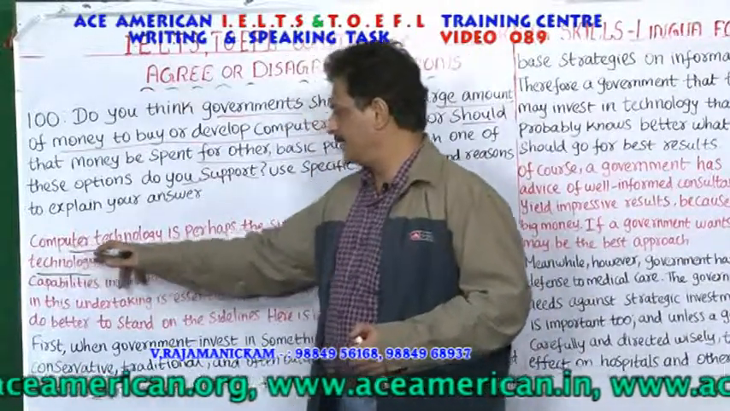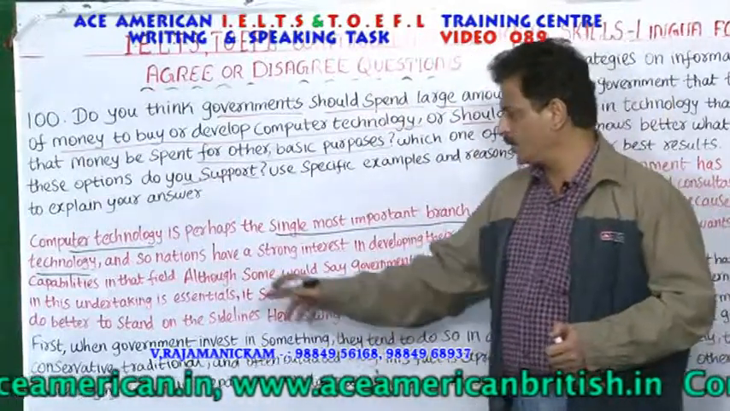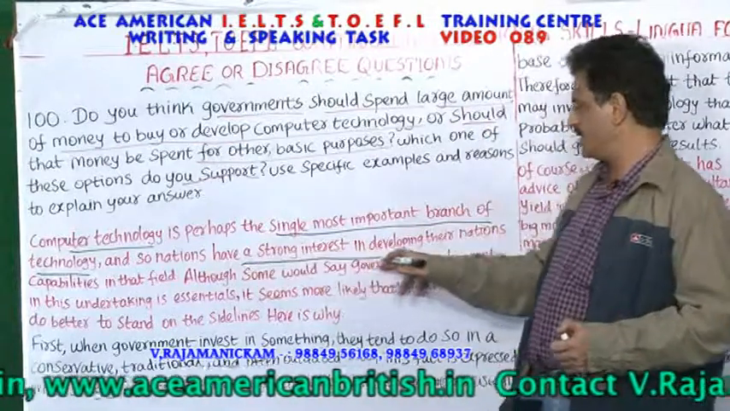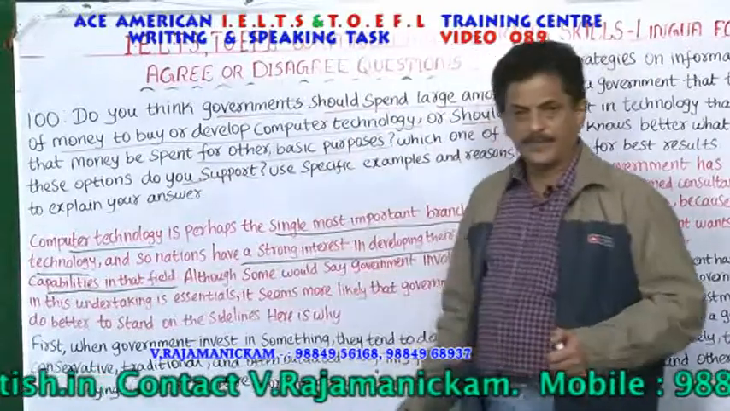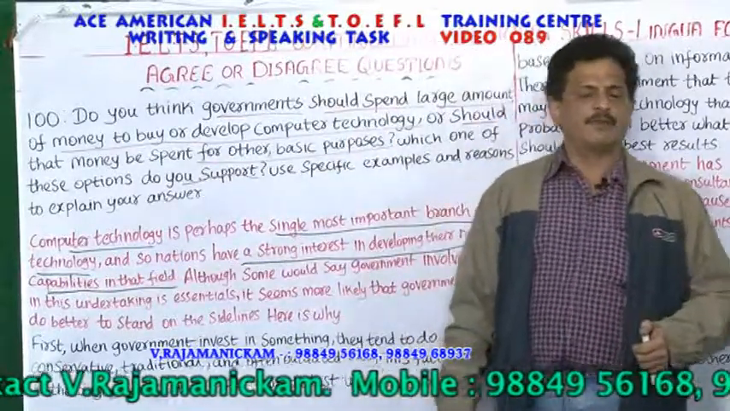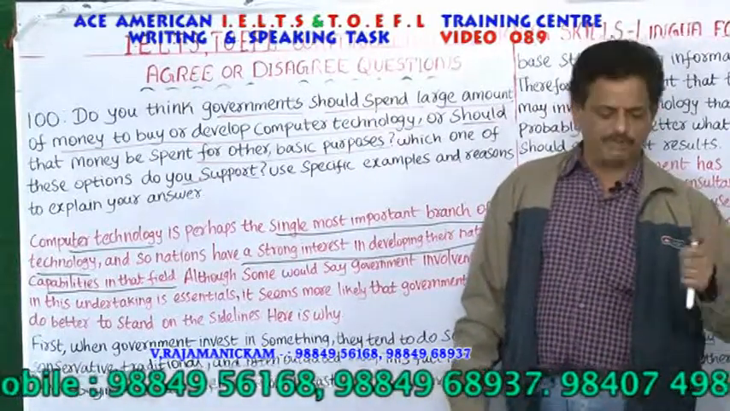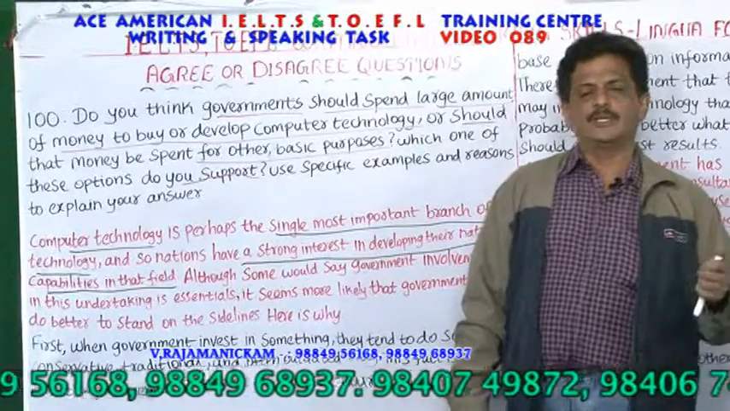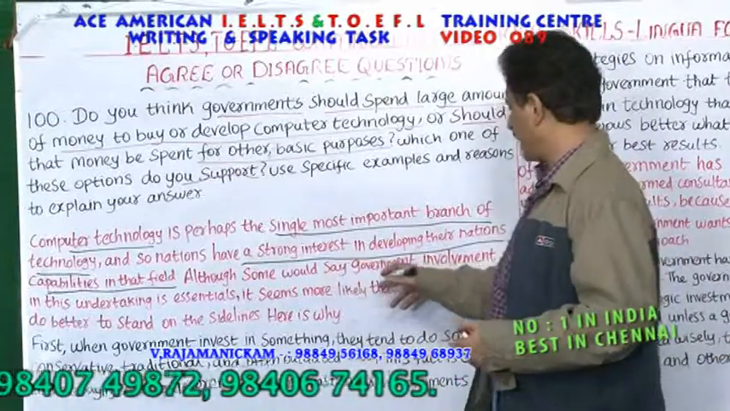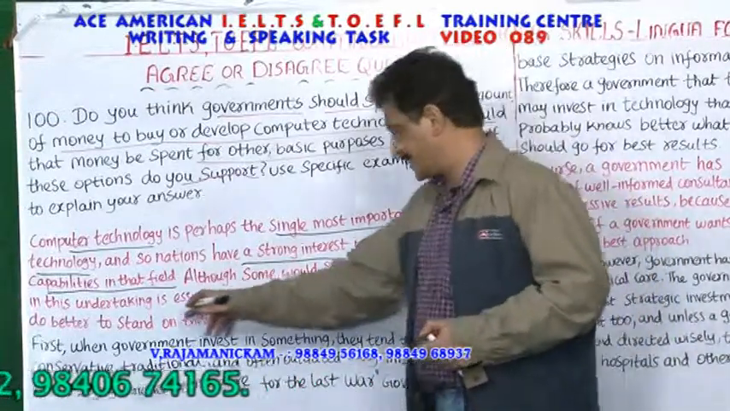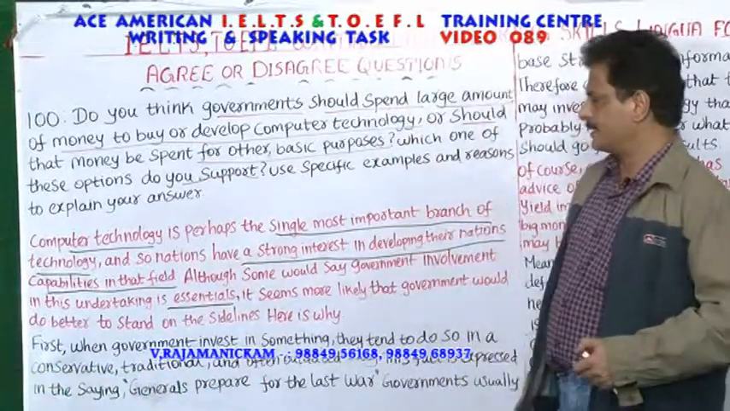Amongst the technologies, computer technology is the most important branch of technology, and so nations have a strong interest in developing their nation's capabilities in this field. So all the countries are spending huge amounts of money on R&D, on investment in computers. They think it's the most important technology compared to any other technologies. Although some would say government involvement in this undertaking is essential. So some may say, yes, it's very important, the government should spend money on computer technology.